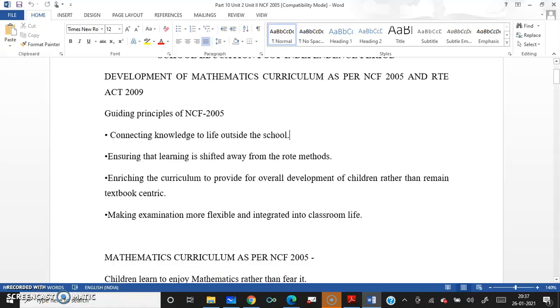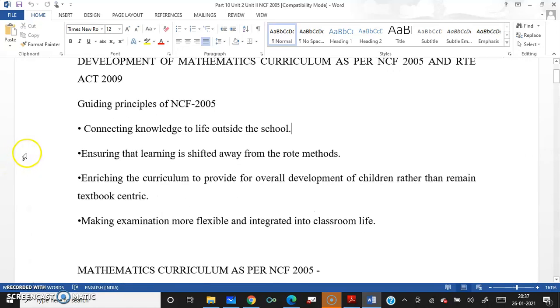The second one is ensuring that learning is shifted away from rote methods. It's not only rote memory, where they memorize something and write it down. No, it's beyond that. Learning is beyond that. So you should ensure that.